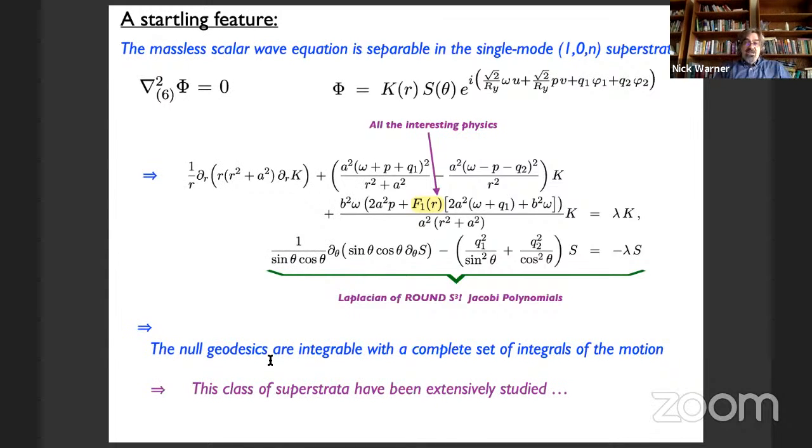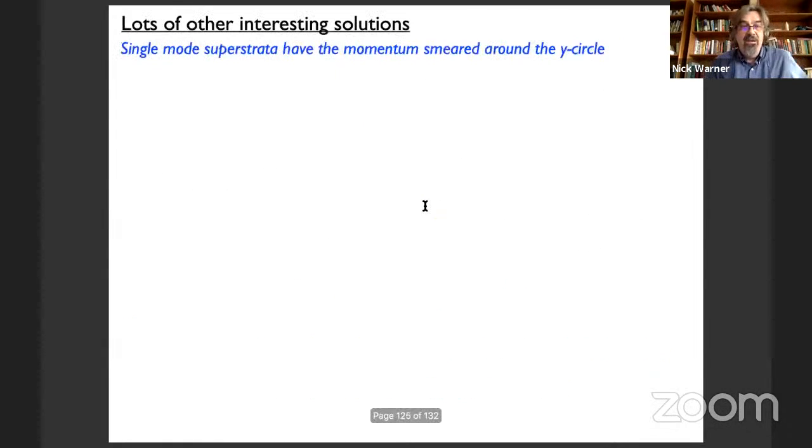And so this class, the single mode (1,0,n)s, have become perhaps the most studied of all the superstrata, and they are relatively simple. And their wave equation, this is the wave equation of AdS3, this wave operator here. This is the decoration that comes from the superstrata through this bump function. This is complicated, and you need to use WKB methods to understand it, but all the interesting physics is in this term, and in particular this thing here, this bump function.